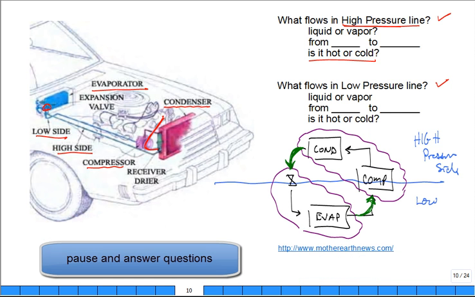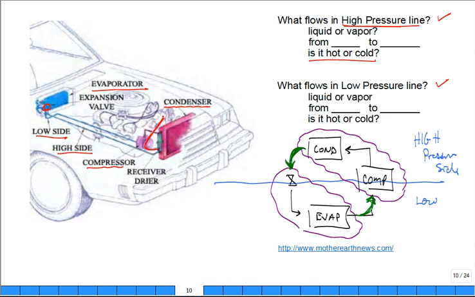Got it? All right, one other thing that will help you is always think about the air that flows over the condenser and the air that flows over the evaporator, right? So the air that flows over the condenser, is that the air that flows over the front of the car and is dispersed like that? True?